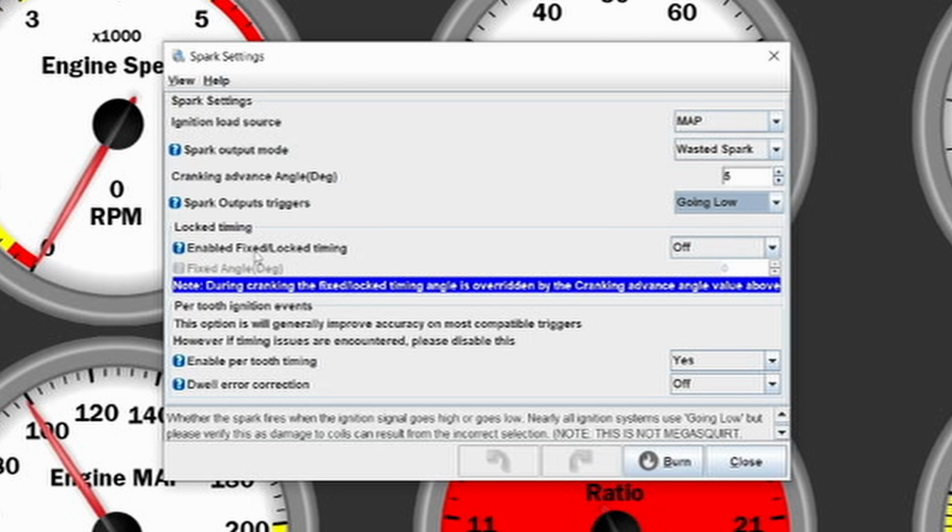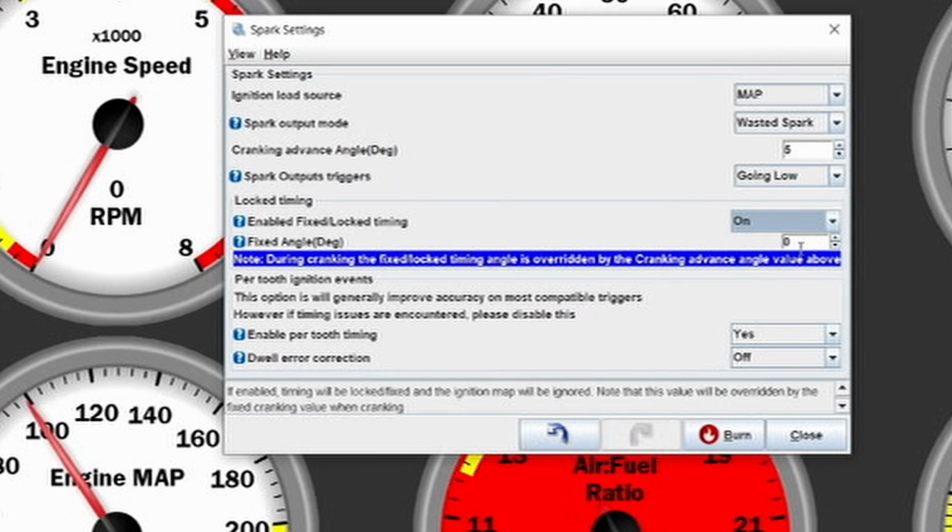Below that, you have enable fixed lock timing. This is good for changing the trigger angle and determining the correct base ignition timing. You can put this to on and then set a fixed angle at which the engine is going to fire, so you can set up the trigger angle correctly. If you put in 10 here, the trigger lines on the Miata crank pulley will line up with the 10 degree mark. So this is ideal if you want to use a timing light for adjusting the trigger angle, but do not forget to turn this off again, otherwise your performance will be very bad.